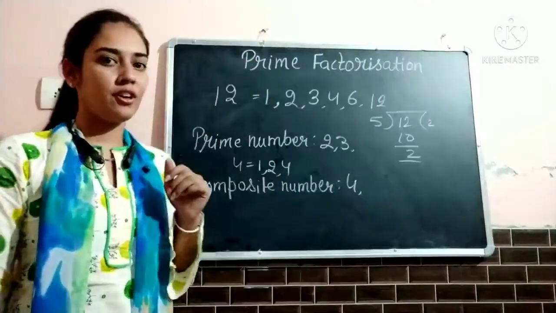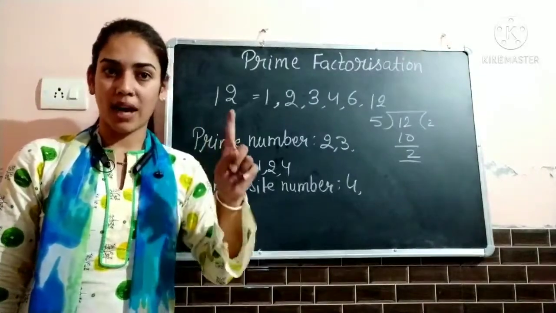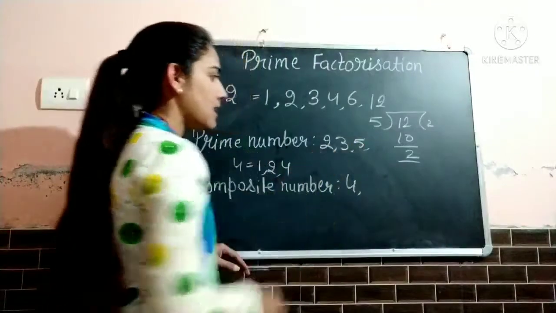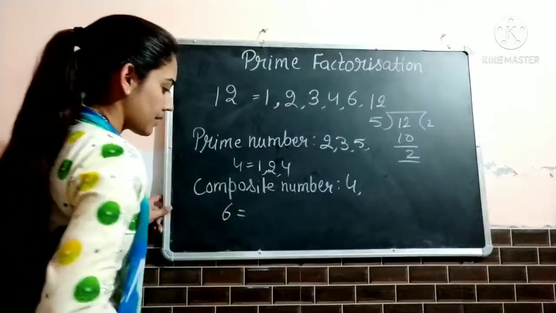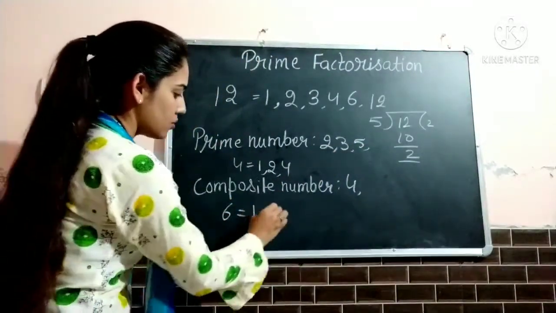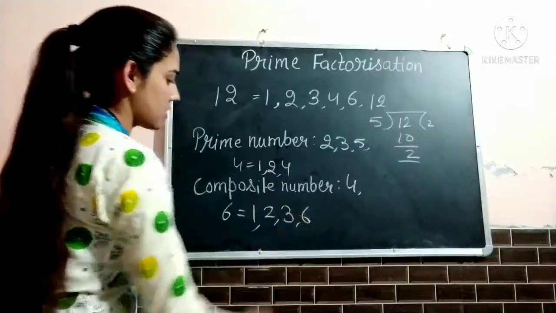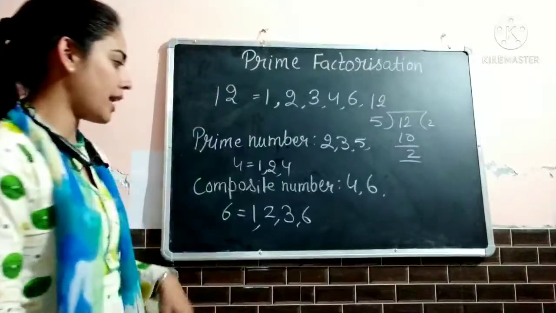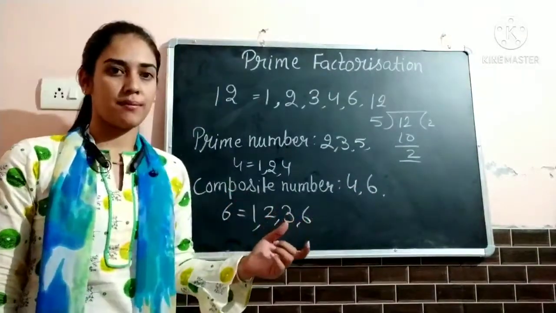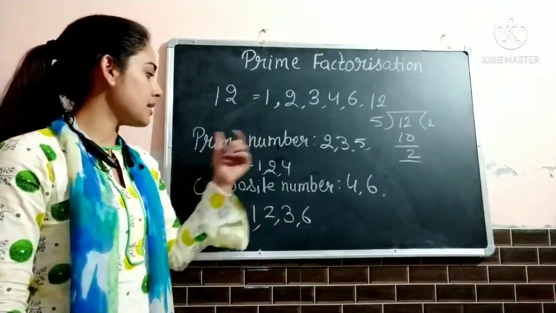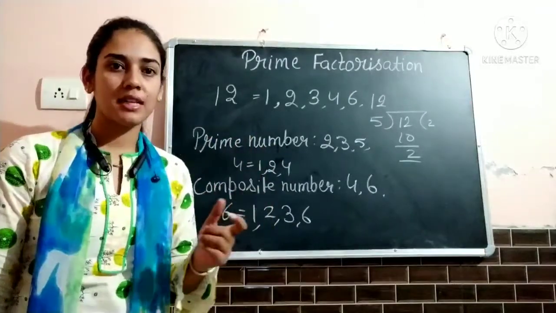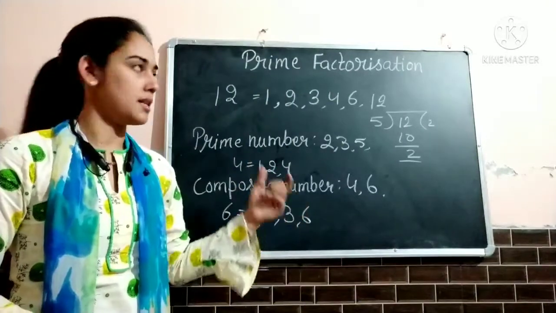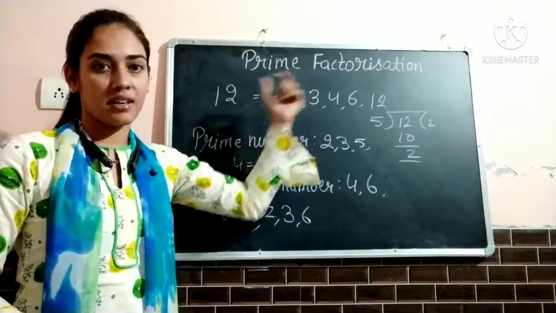Now 5 has only two factors, 1 and 5, so 5 is a prime number. Then 6 has 4 factors, 1, 2, 3 and 6, so 6 is a composite number. When we get more than two factors, that number is a composite number. So I hope everybody has understood factors, prime numbers and composite numbers. Now let us move to prime factorization.